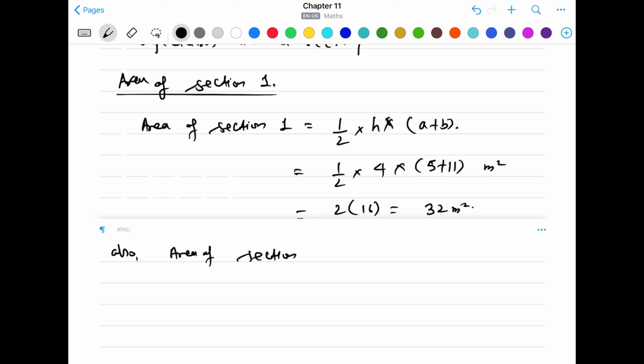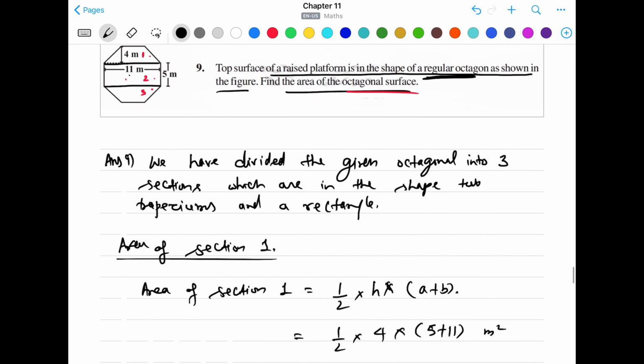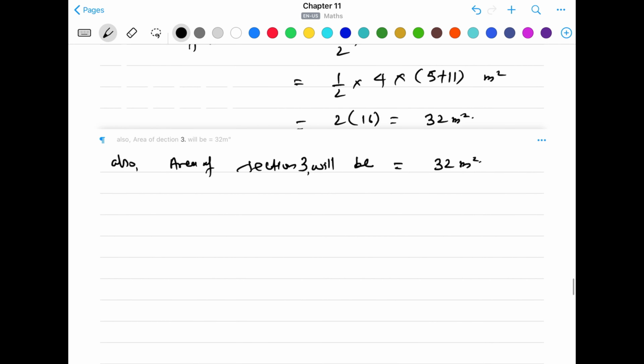Area of section 3 will be equal to 32 meter square. Okay, this is area of section 3 will be equal to 32 meter square because both are the trapezium.